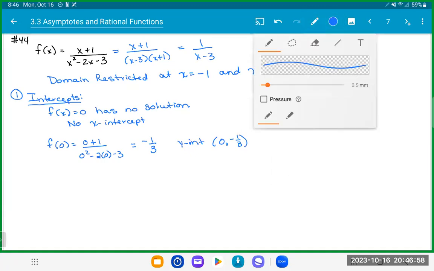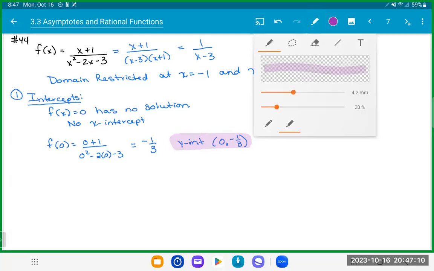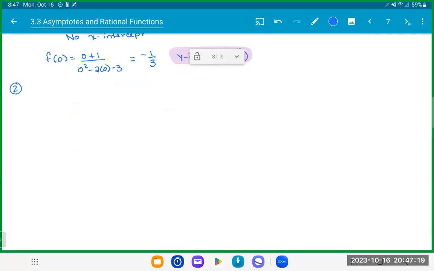So I can highlight that now, just so that we keep track of it. All right. The next thing we want to look at is our asymptotes.